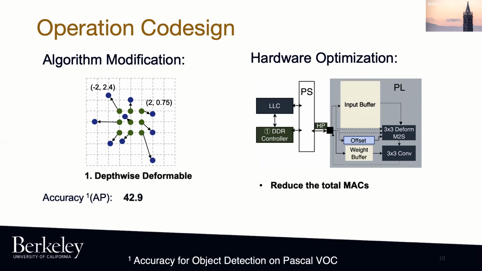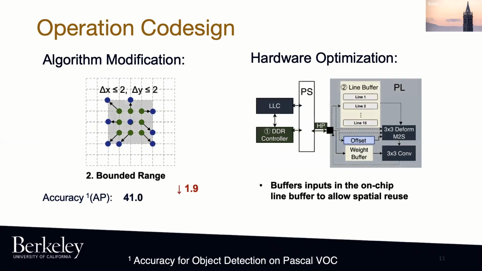And the first modification we make is to reduce the operation density from full convolution to depthwise convolution. So in this case, we are able to reduce the total computation required as well as the total parameter size of this operation. The second optimization we perform is to bound the range of this operator. So we limit the offset range to from -8 to +7. This allows us to add a line buffer on the hardware accelerator to buffer the input from the spatial dimension in our accelerator.